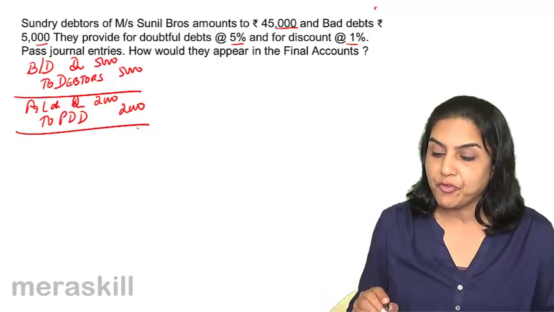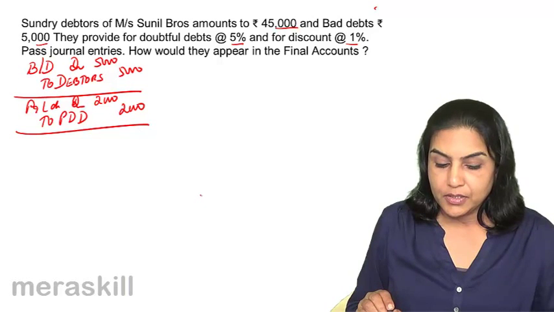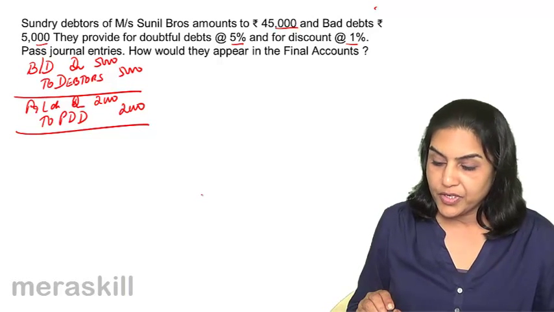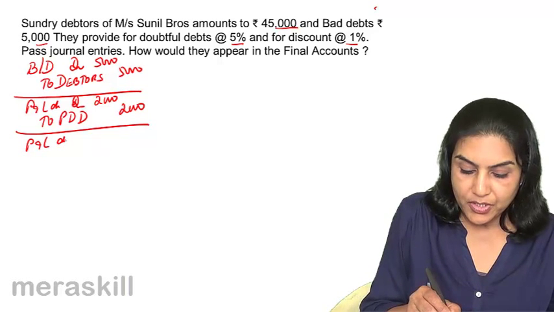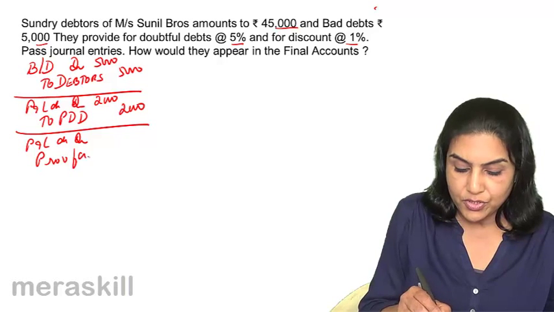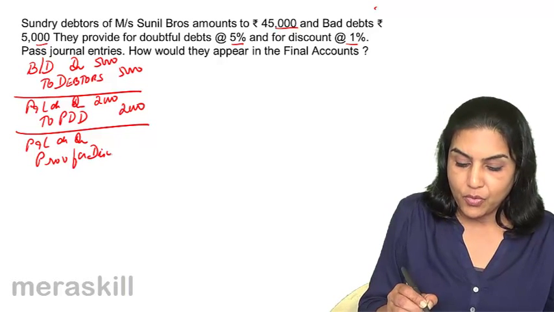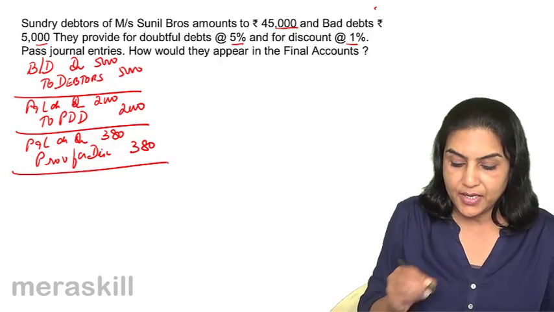Next, you have to provide for discount at the rate of 1%. What is the entry for discount? Again, profit and loss account debit to provision for discount 1%. As we computed earlier, it was 380.